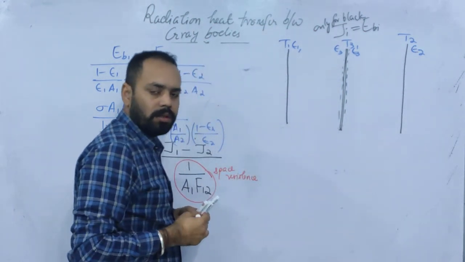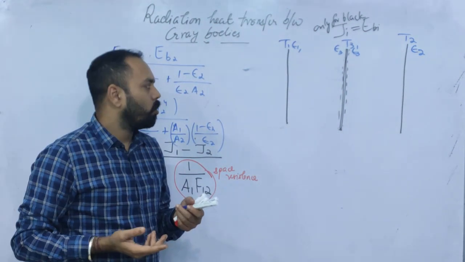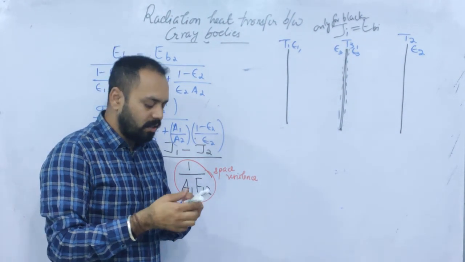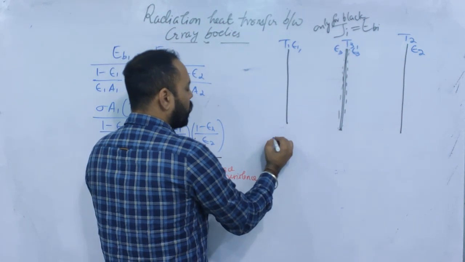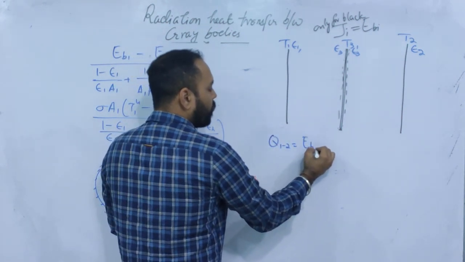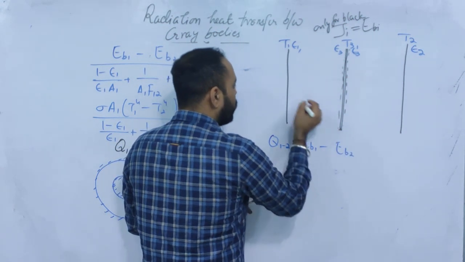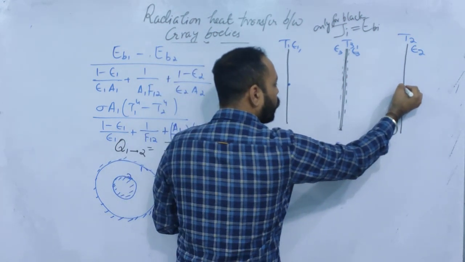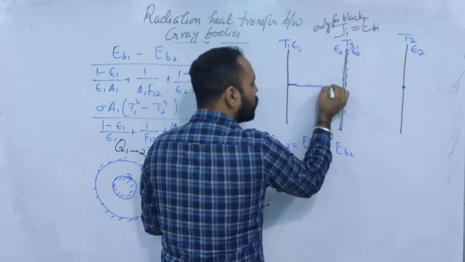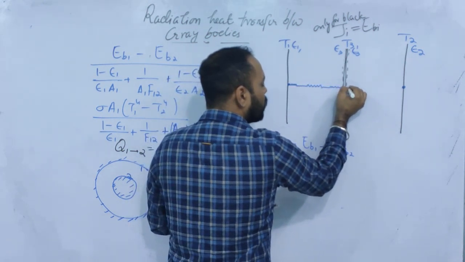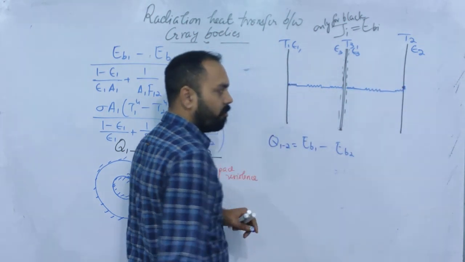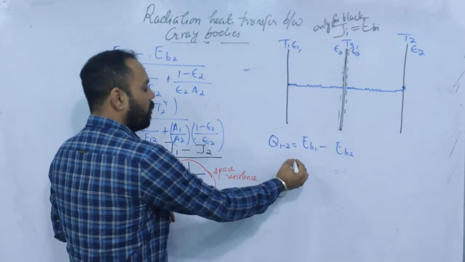Suppose area is same, just for simplification. And you can also, okay, let's not take view factor equal to 1, but let us take at least area to be same. So how to write? Q12 becomes equal to EB1 minus EB2. Where is EB1? This point EB1, this point EB2. In between, surface resistance, space resistance, surface resistance, surface resistance, space resistance, surface resistance. Fine. All these resistances should be considered.